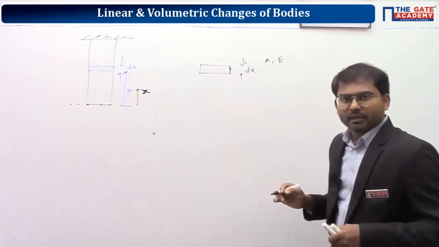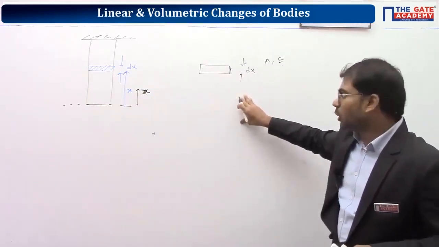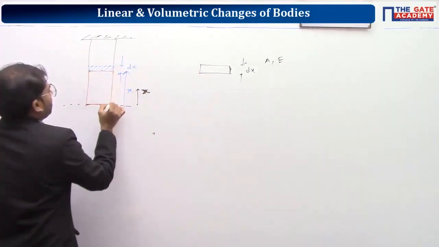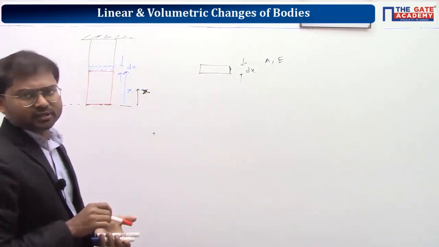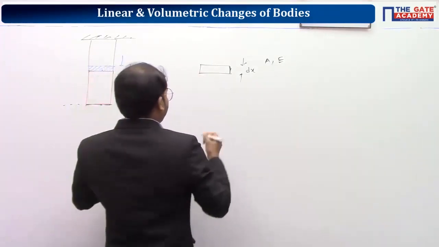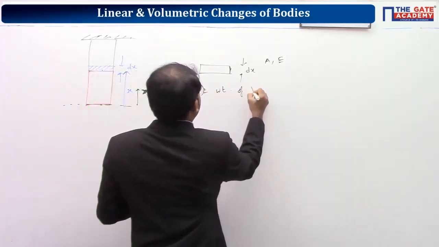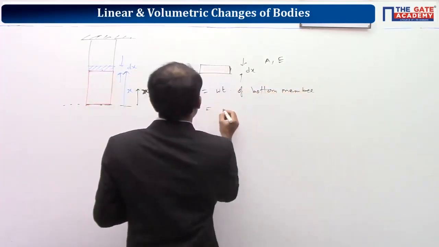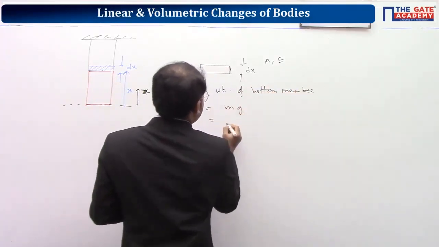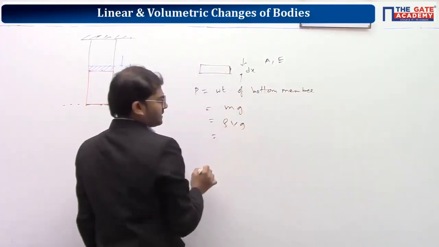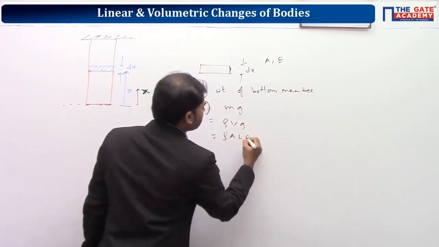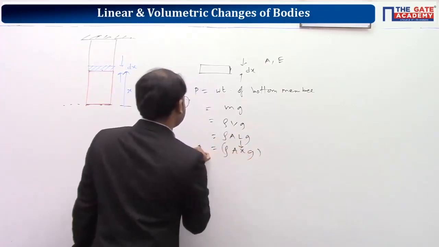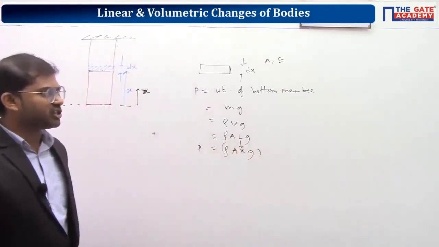This is experiencing a force equal to the weight of the bottom member. Whatever the red colored weight is there, that is causing the elongation here. So force P is equal to the weight of the bottom member. It is nothing but mass into gravity. Mass is density into volume. It can be written as area into length into g. Here area is A, and the force in terms of x comes out to be rho A x into g.